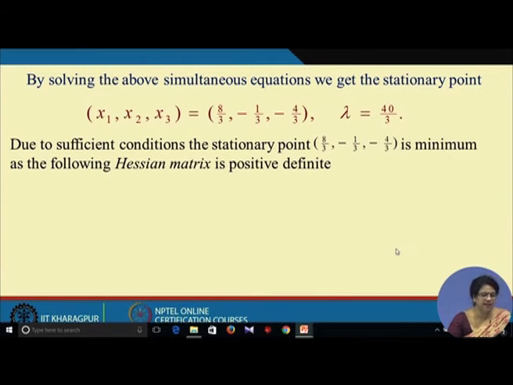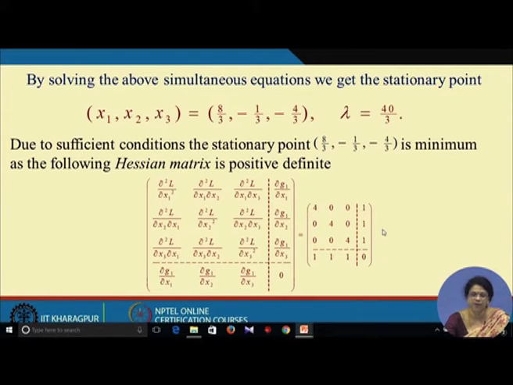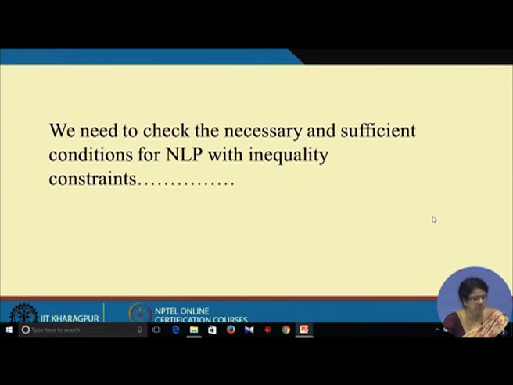Now, after that we will construct the Hessian matrix for it, and the Hessian matrix seems to be positive definite, because you see this is a diagonal matrix and the values all come out positive. Or you can go for the eigenvalue calculations, and we will see that the values come out positive. That is why the corresponding stationary point is the minimum point.